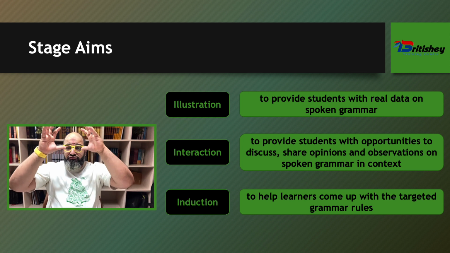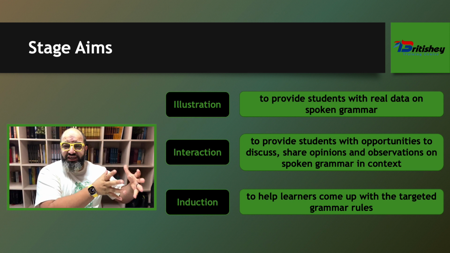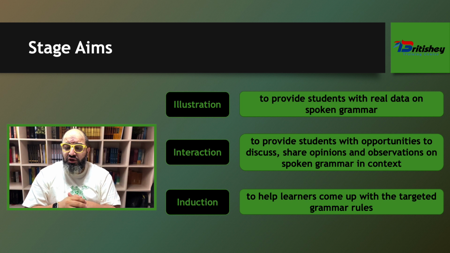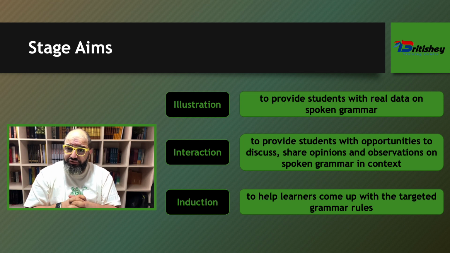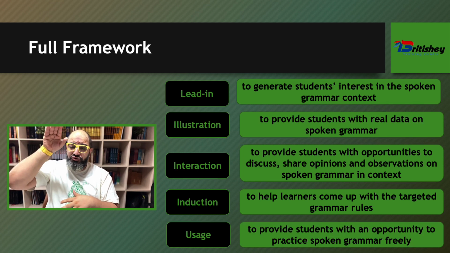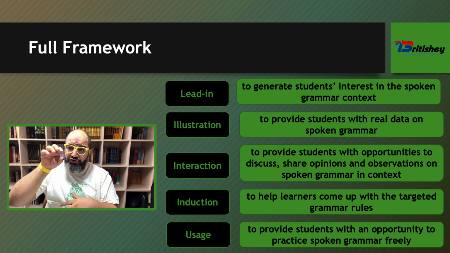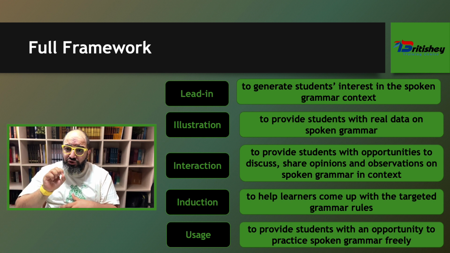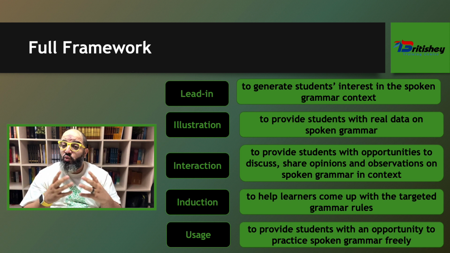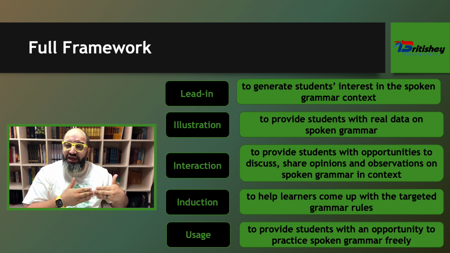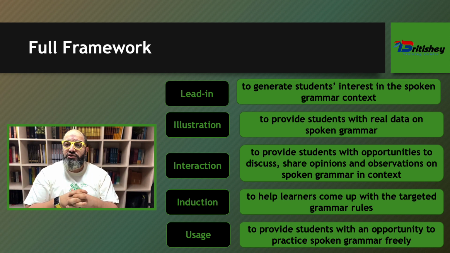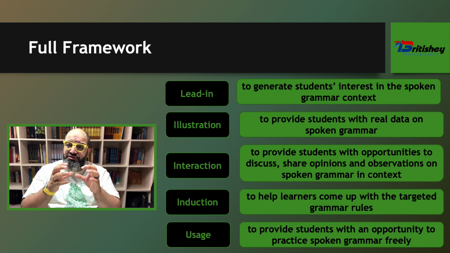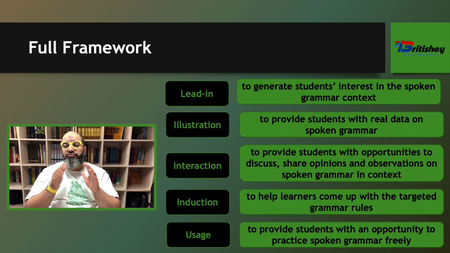Now, if we're thinking of a full framework that can be taken to be applied in classrooms, of course, we would add to the triple I a couple of stages. Lead-in first, and then you go to illustration, and then you go to interaction, and then you go to induction, and then we can add a usage stage. Why a usage stage? So that students can produce the target language freely. So there is a bit of usage, there is a bit of production here. Then we come to a very important question.